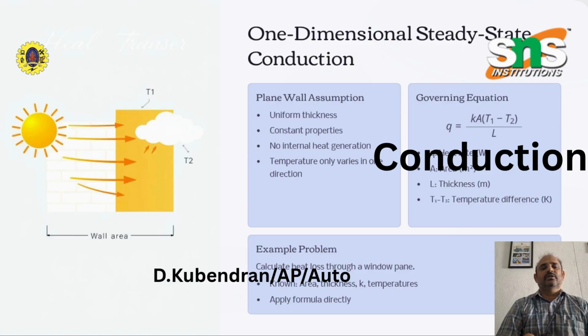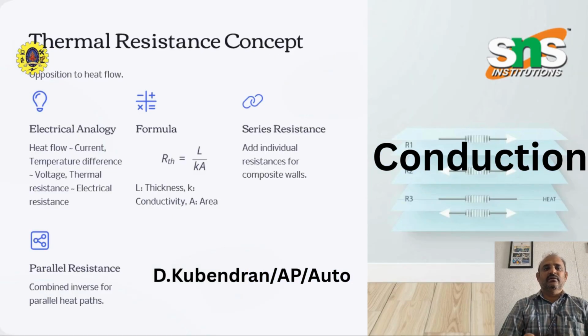Applications. The applications of conduction are in heat exchangers and thermal insulation. It is relevant in electronics for heat dissipation. It plays a role in geothermal systems and building construction. It is important in food processing for heating and cooling. It determines performance of thermal protection systems in spacecraft.